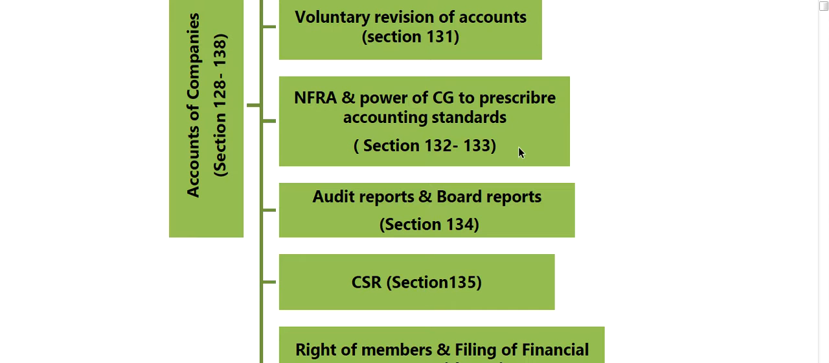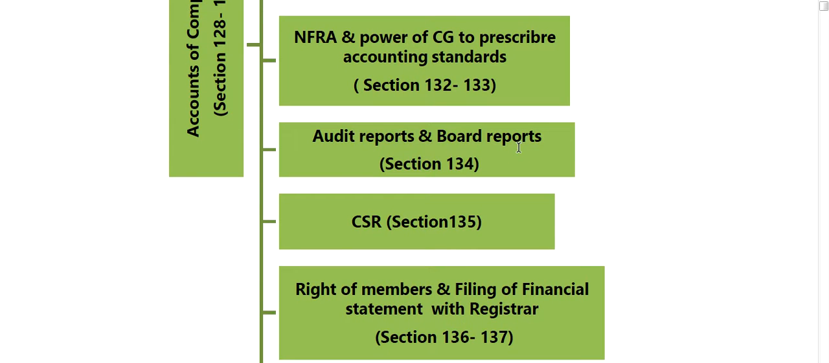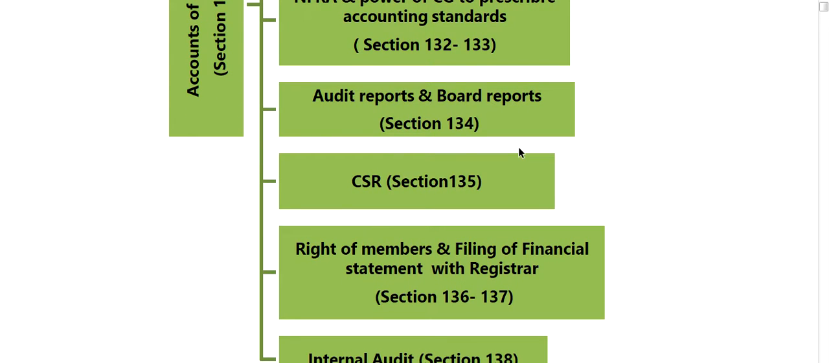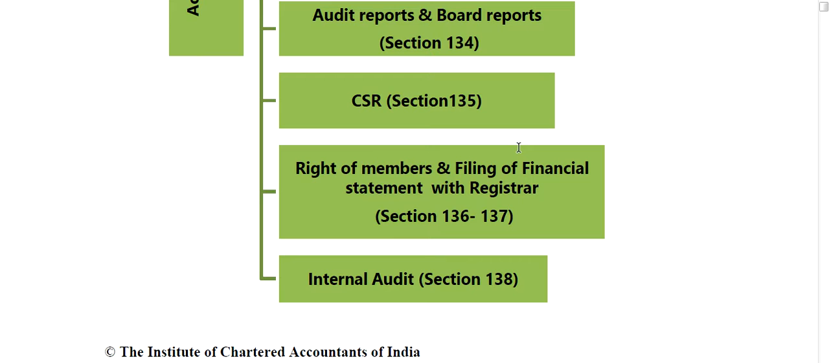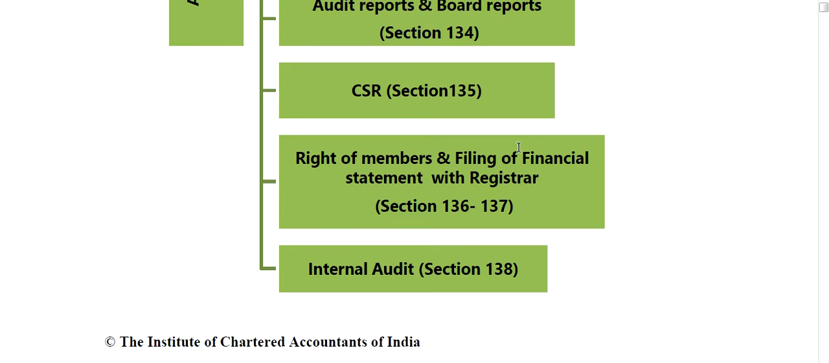Next, audit reports and board reports, section 134. Corporate social responsibility, section 135. Sections 136 and 137, rights of a member and filing of financial statement with the registrar. And the last, under accounts in the Companies Act 2013, section 138, internal audit.